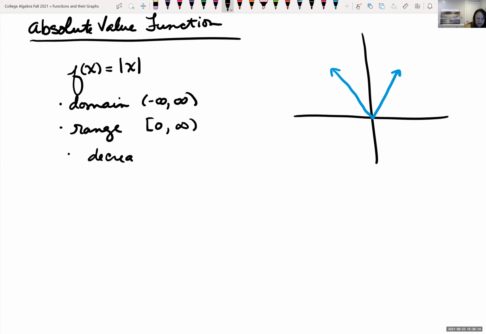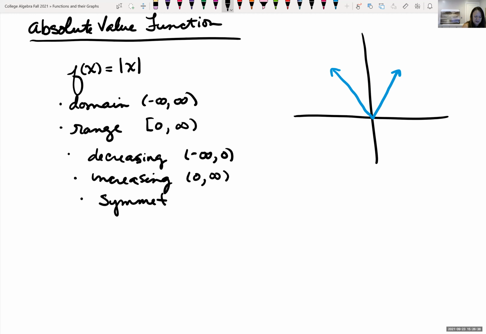We're decreasing from -∞ to 0 and increasing from 0 to infinity. And this one is symmetrical across the y-axis, which means that it is an even function.